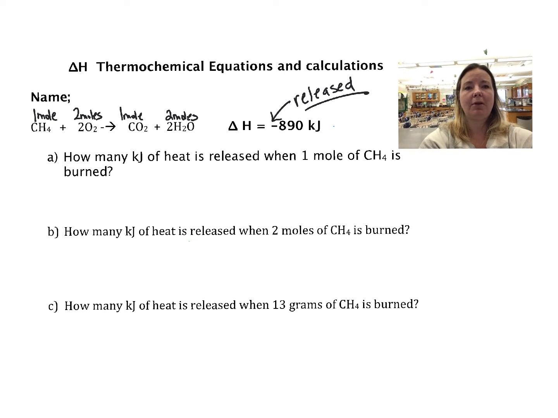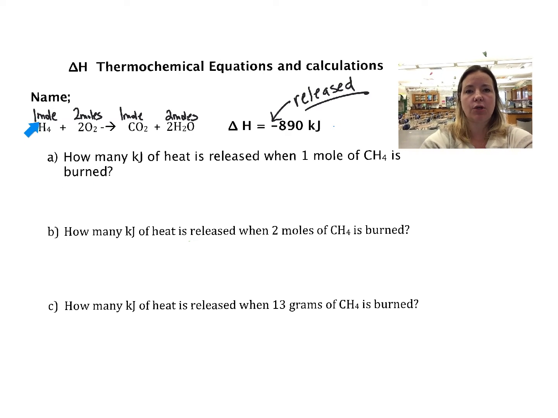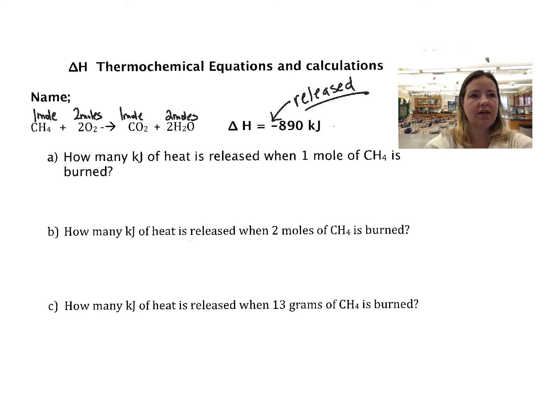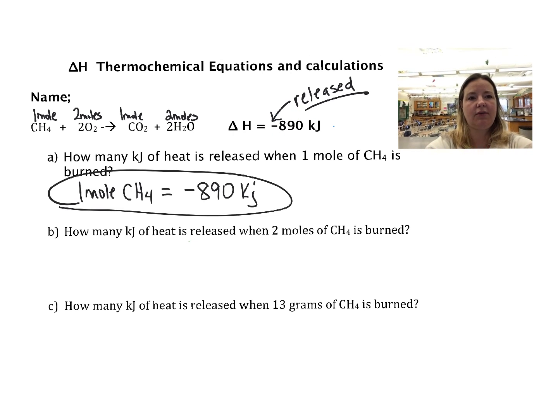So for the first problem, how many kilojoules of heat is released when 1 mole of CH4 is burned? Well, because it says in the balanced equation 1 mole of CH4, then that means that we're going to have 890 kilojoules of energy being released.